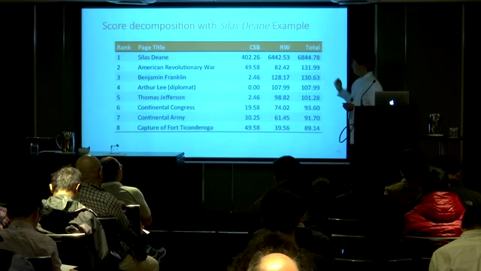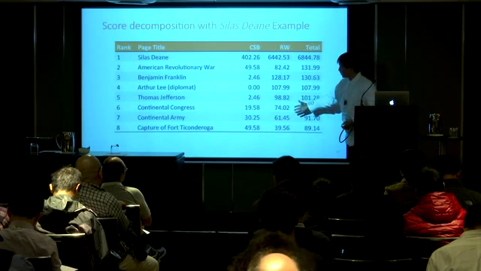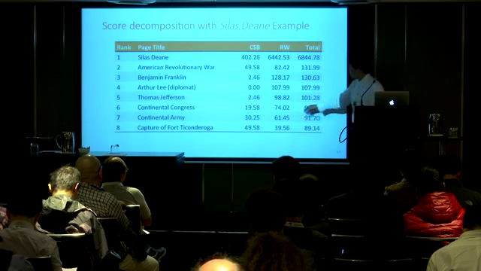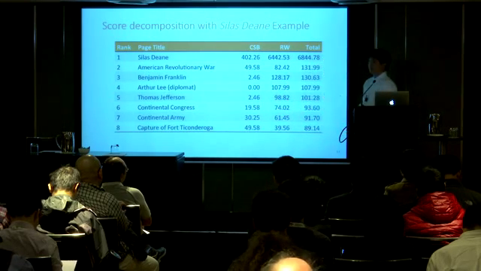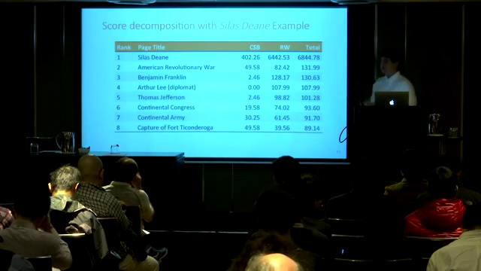But still, they're recommendable. And the other pages like Continental Congress or Continental Army or Capture of Fort Ticonderoga are having quite high CSV score. So they are recommended because they are connecting the context and the user selection.